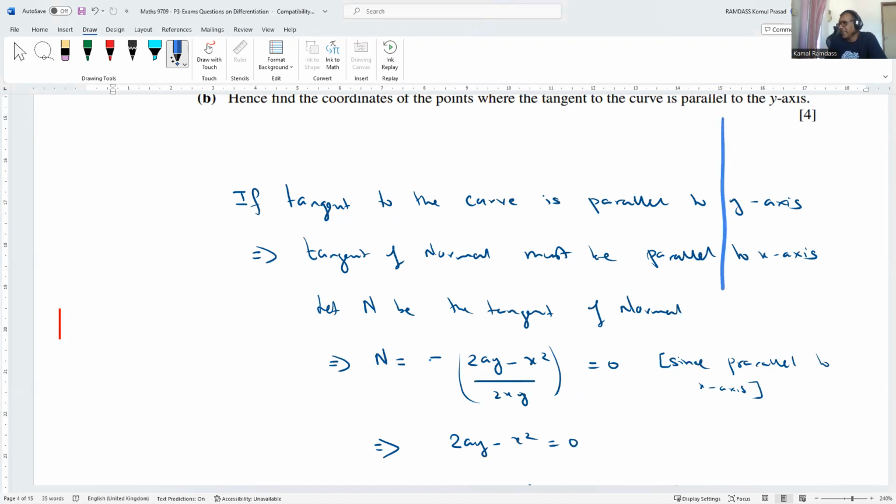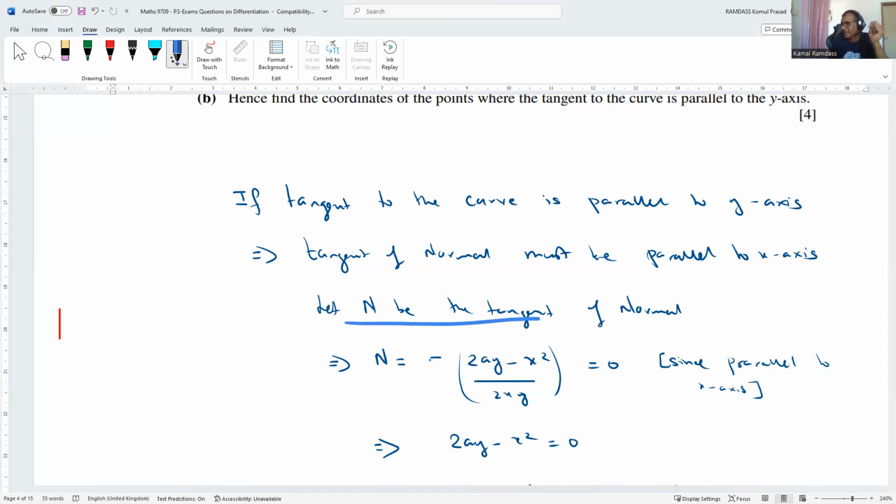ça veut dire tangent, ça veut dire dy by dx is equal to infinity. Et nous allons pouvoir equate infinity. OK? Et ce qui m'a fait, the tangent of normal is 0. If the tangent gradient is infinity, the normal gradient is 0. Ça veut dire the normal is parallel to the x-axis. The tangent of normal must be parallel to the x-axis.